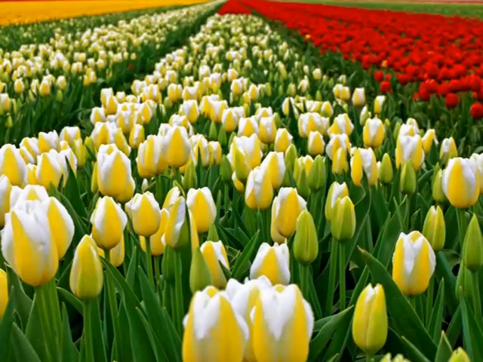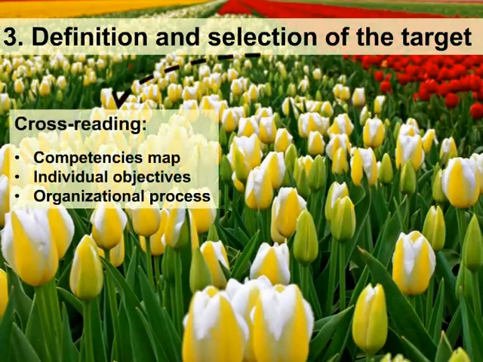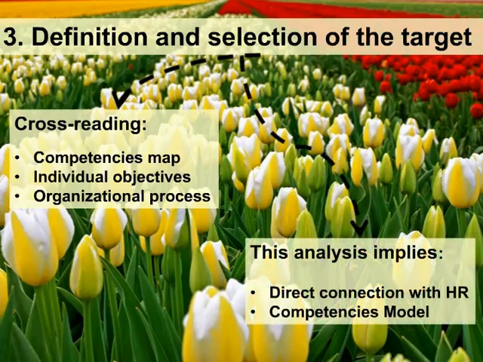The third phase foresees the definition and the selection of the target by cross-reading the competencies map, the individual objectives and the organizational processes. This kind of analysis requires a direct connection with the human resource department and implies a high awareness about the competencies model determining the assessment strategies of the organization members' performances.